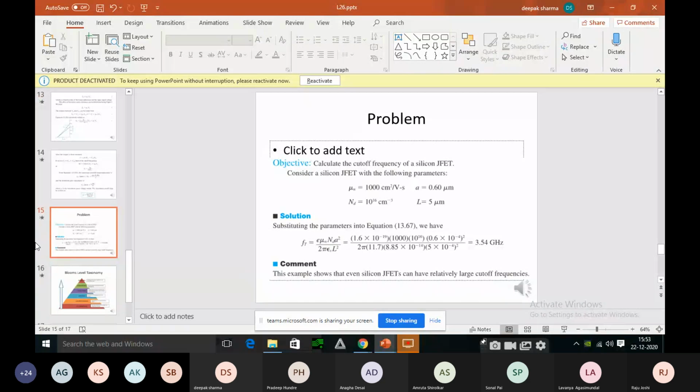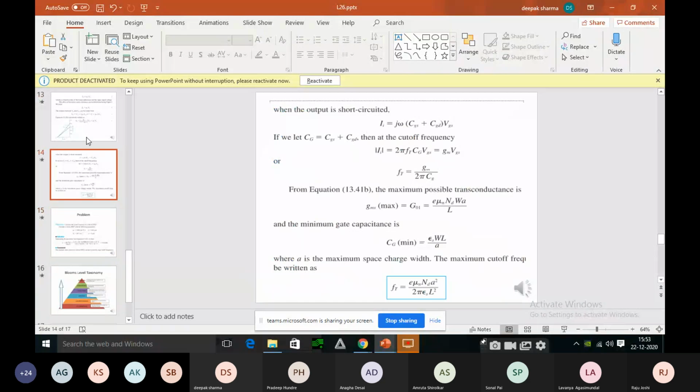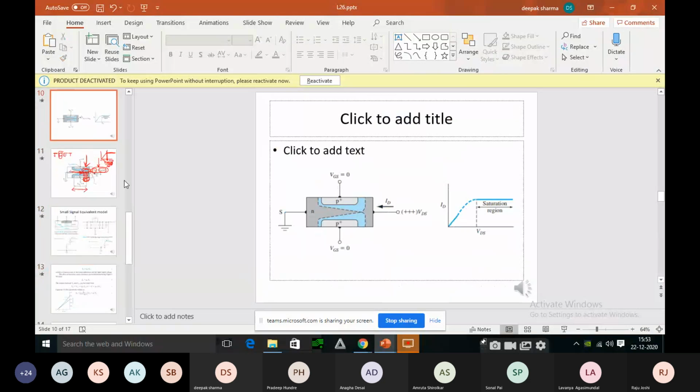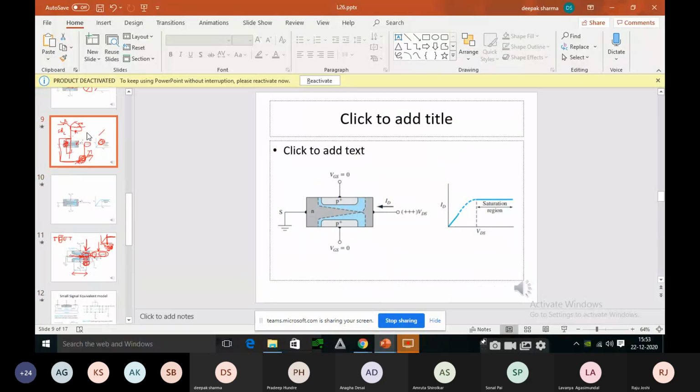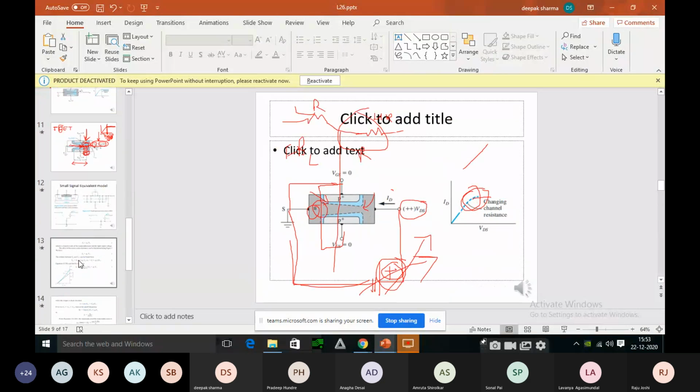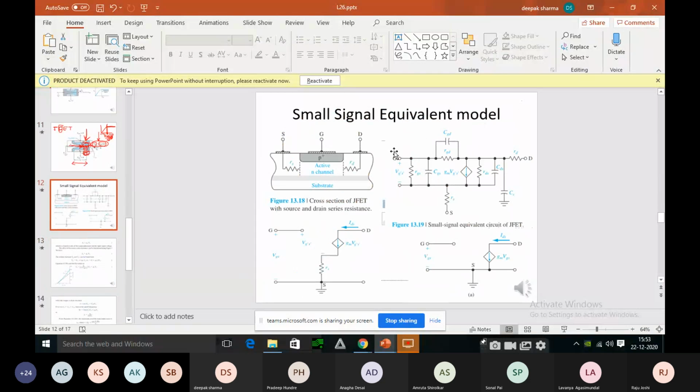Okay. So today I have covered two very important questions, that is working of JFET, operation of JFET, and small signal equivalent model. Both the questions are short questions from an exam point of view. Is it okay? Yes. Sir, do you have any questions for me?